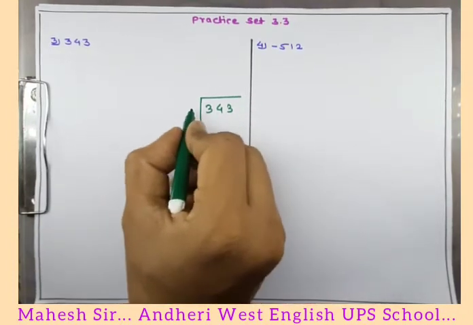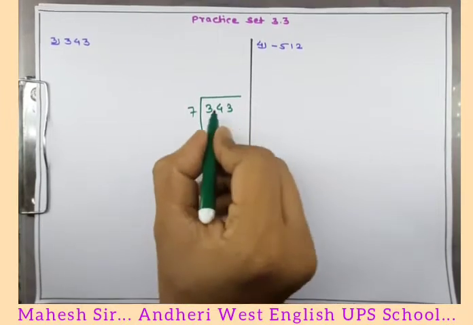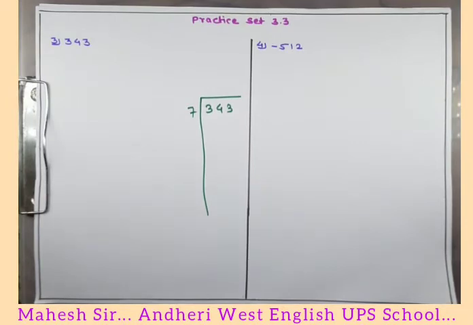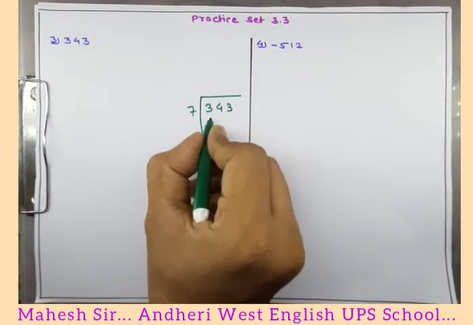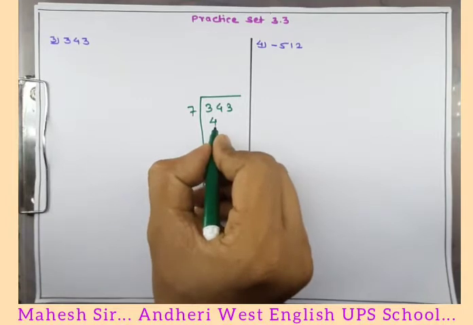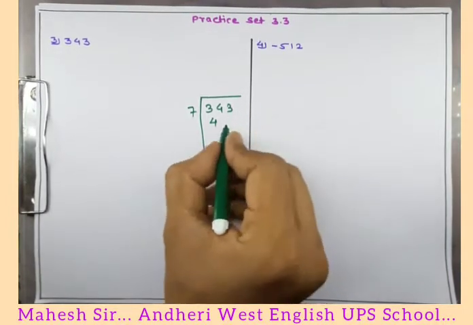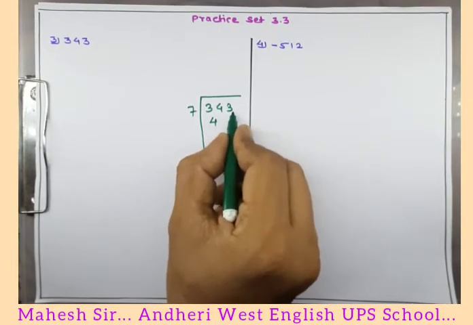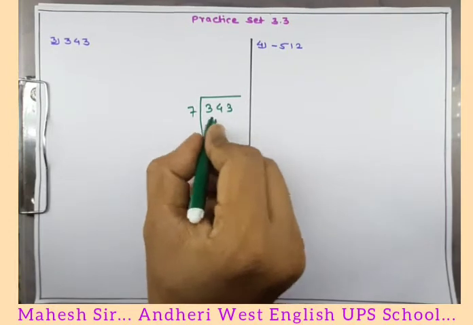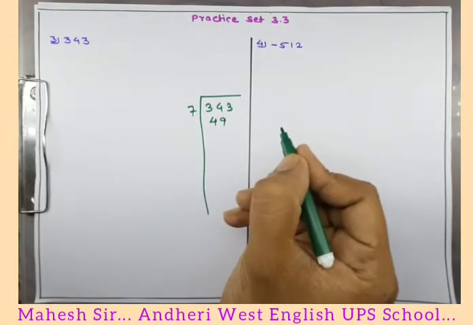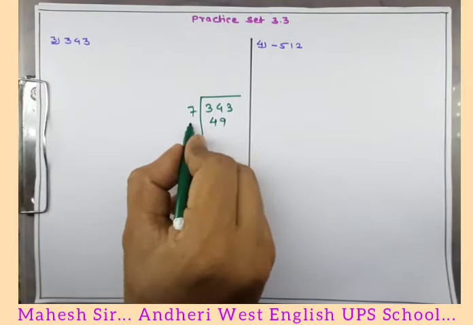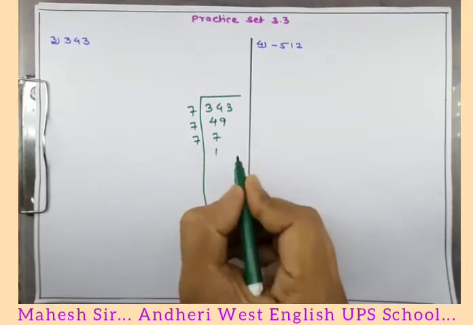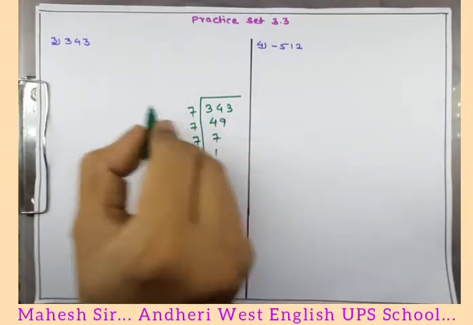Therefore we will go for the next number, that is 7. So 7, then 34 is there. We know 7 4s are 28, then 6 is remaining, 6 and 3, that is 63. 7 9s are 63. Then 49 is there, again 7: 7 sevens are 49. Again 7 is there, 7 ones are 7. So these are the factors of the number 343.